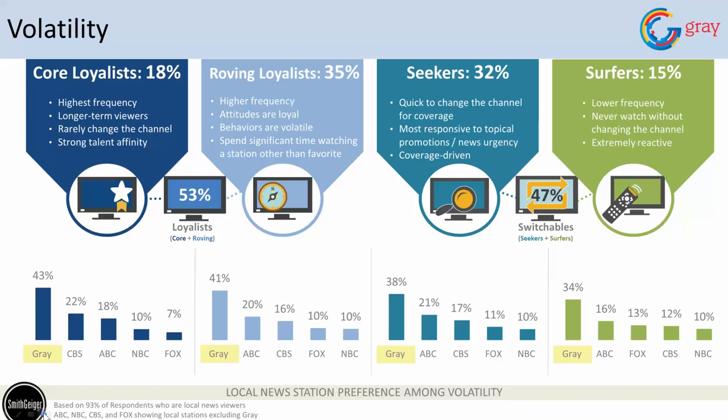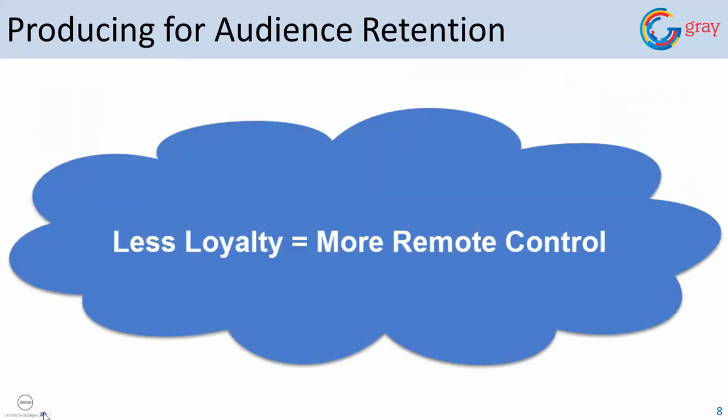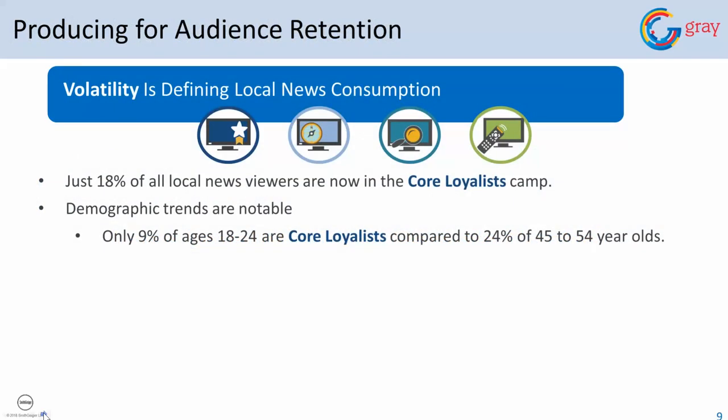That's one of the reasons why we're playing for all the other three audience segments that, quite frankly, you have to drive them deeper into your shows, or you're not going to get the kind of ratings you want because less loyalty equals more use of the remote control for sure. So volatility is really defining local news consumption.